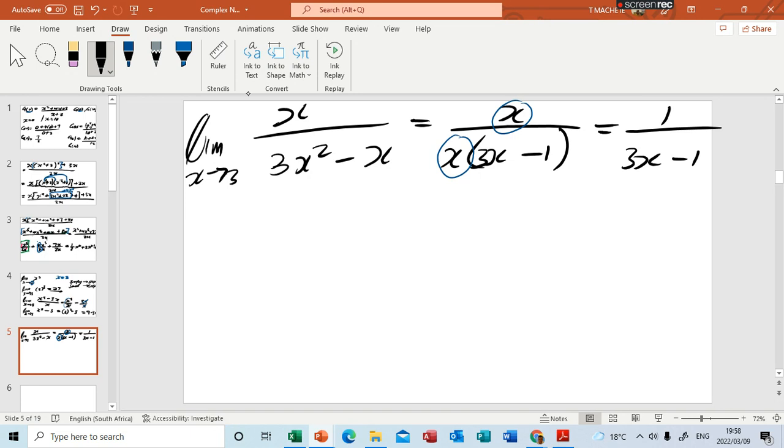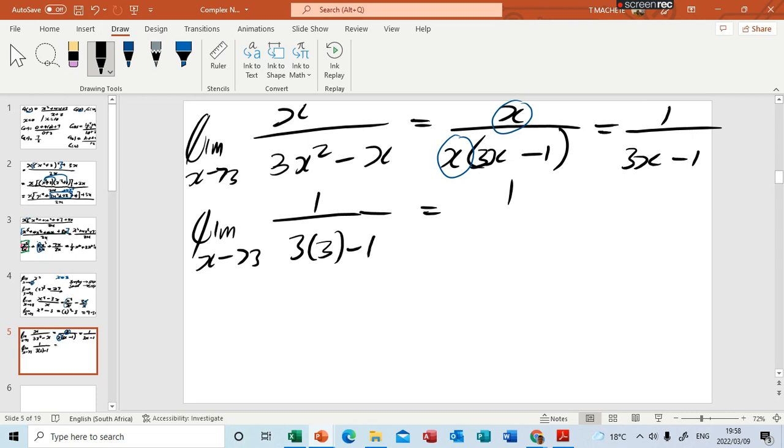That's the difference between the two. Then you want to say limit as x approaches 3 is equal to 1 over 3 into 3 minus 1. Then you get your answer. It will be 1 over 9 minus 1. Then your answer will be 1 over 8. This is your final answer. That's how you do it, guys.